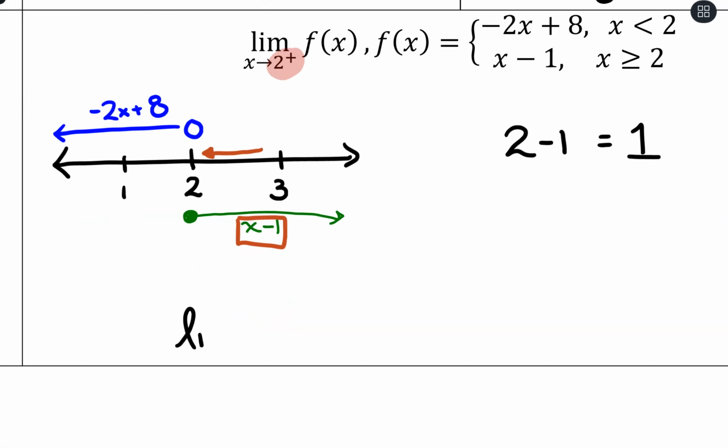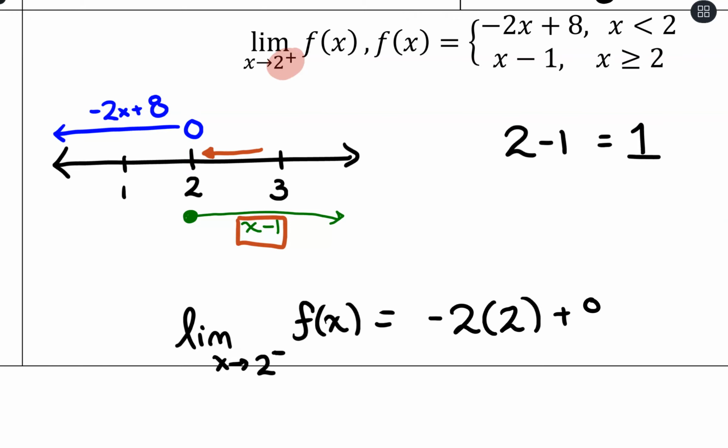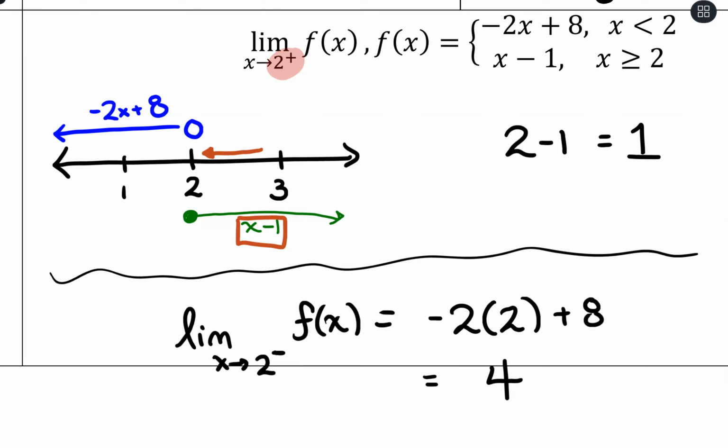Now, if this was the limit as x approaches 2 from the left-hand side for our function, if we were approaching from the left-hand side, I would be using the negative 2x plus 8. Because again, it's what's happening just to the left of 2. So with that, I would go negative 2 times 2 plus 8, which is 4. So just to show the difference between left and right with these piecewise functions.